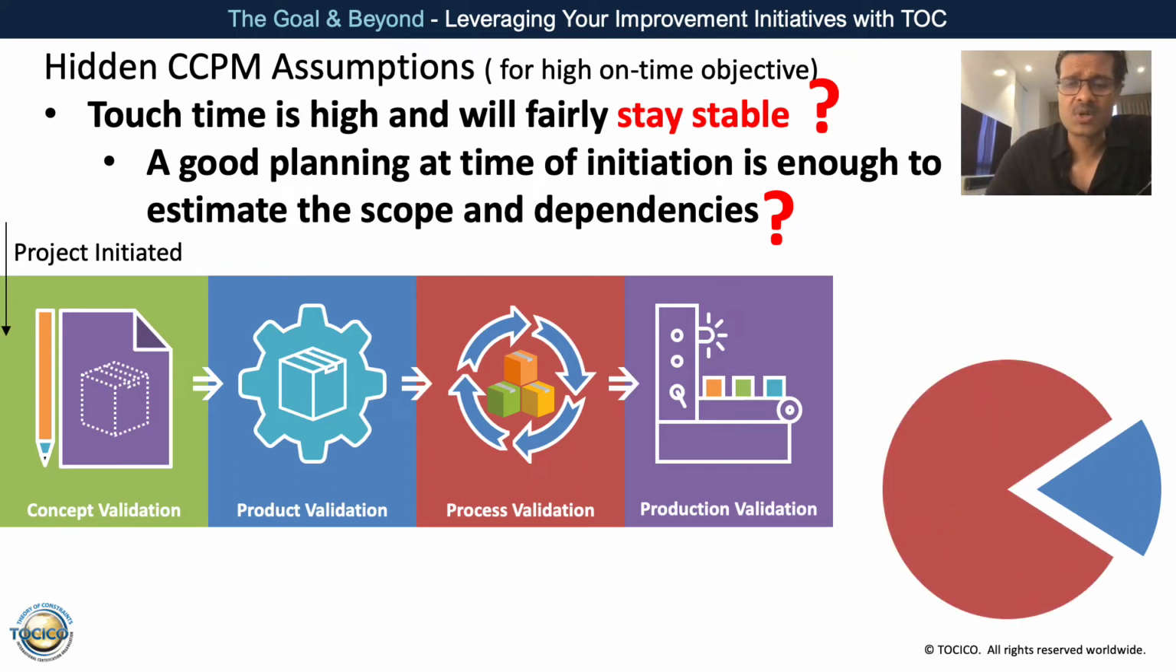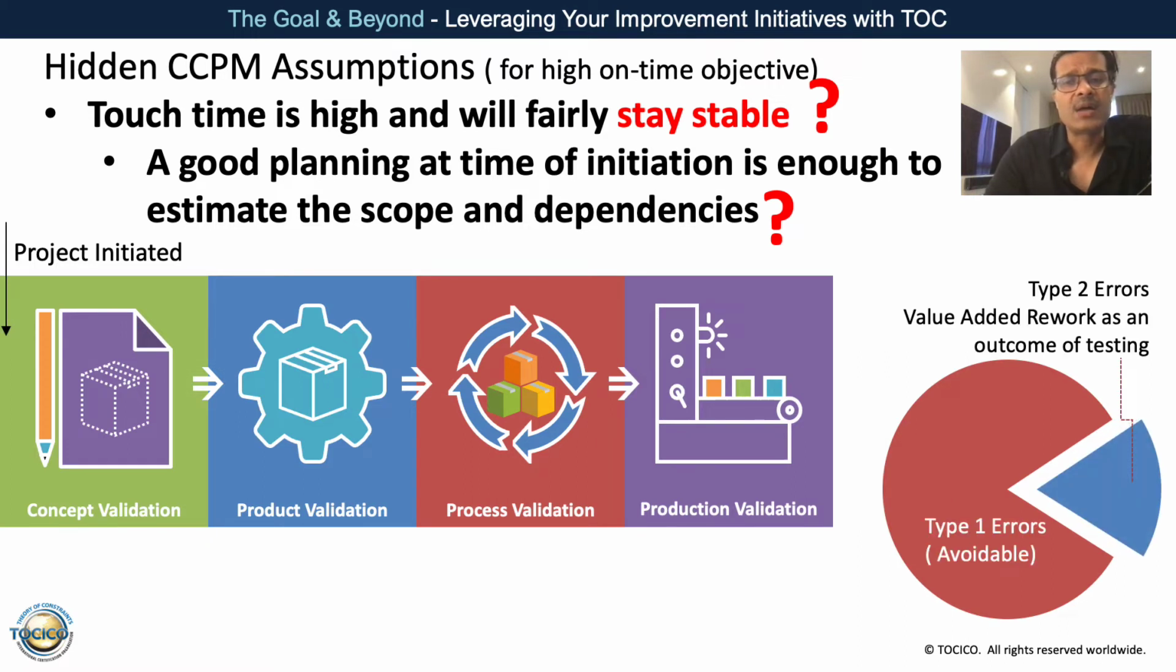The one wastage is what is typically called a type 1 wastage, which is basically all the wastages related to expediting, missing out on the full kitting, and multitasking. This is what is called type 1 wastage. But there is something called type 2, which is not really a waste. It is actually a value-added rework which comes from answering these questions. Is my concept okay? Is my product okay? Is my process okay? Is my production efficiency okay? All these questions are answered through these phases in the project.